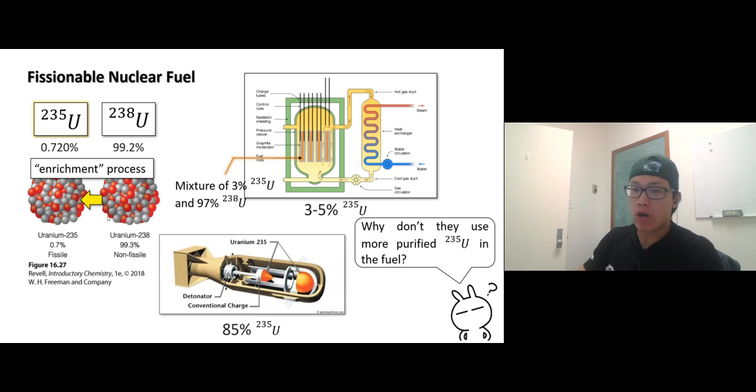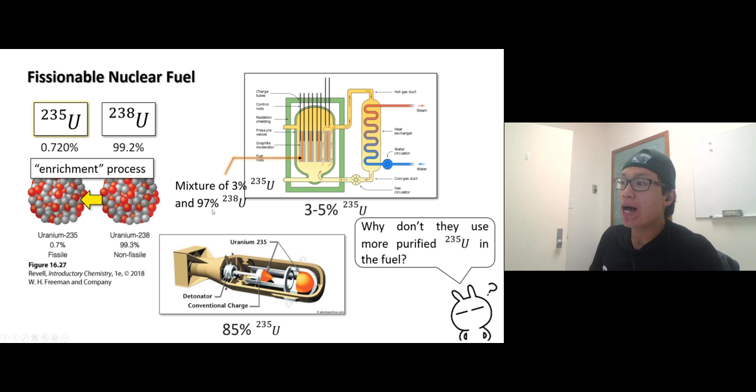The nuclear bomb that you saw in the previous video contains 85% uranium-235. The purpose of the weapon is to kill people, so we don't care about control. But in this case, we want energy and power, and we want to control it to produce electricity. So we have to be able to control the nuclear fission here, and we don't need to use a lot of uranium-235.